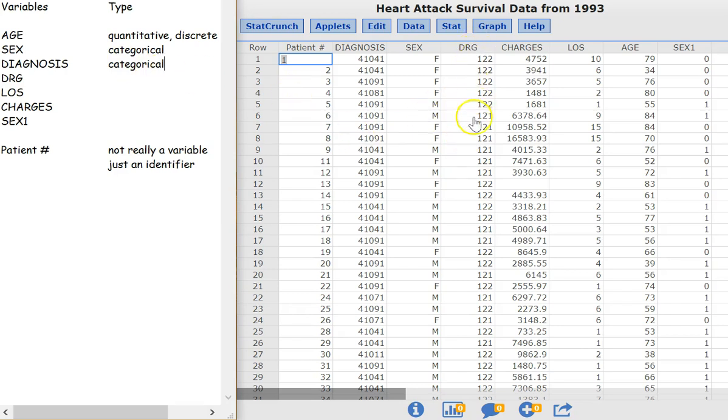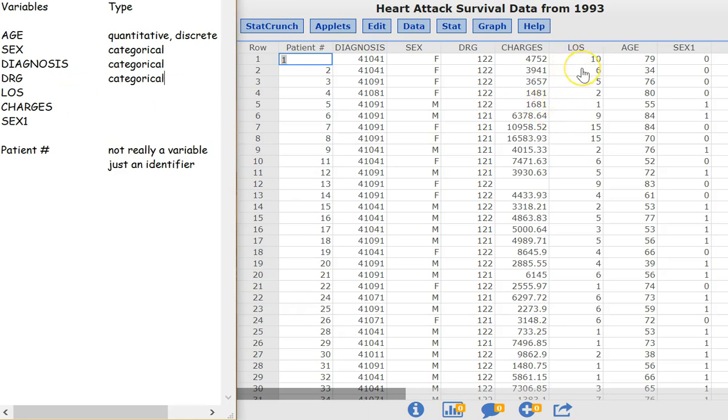Same thing for the DRG. That's another form of diagnosis code. And in this data set, we actually only have two different DRGs, the 121 and the 122. One of them was with complications and the other one was without complications. So again, this is dividing our patients up into two different categories, so it's categorical.